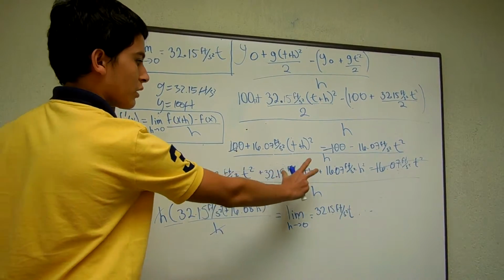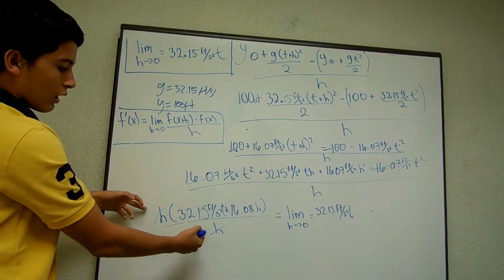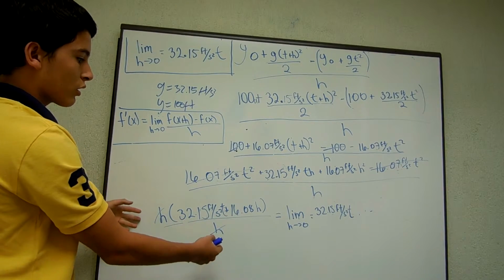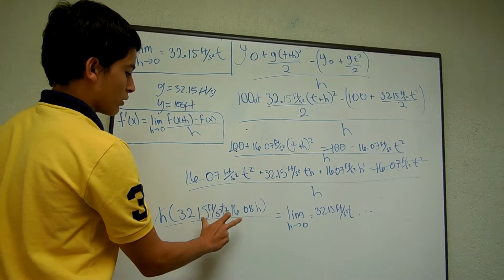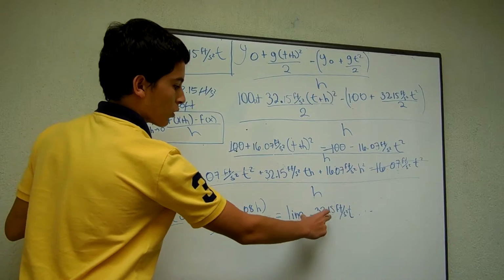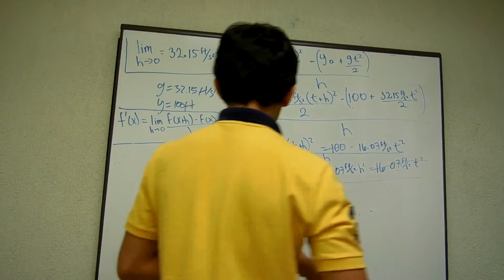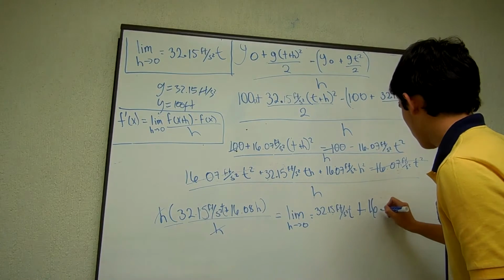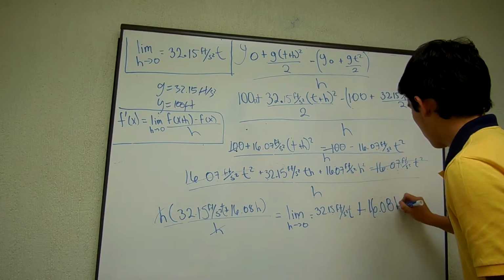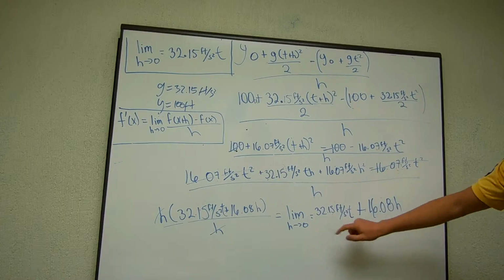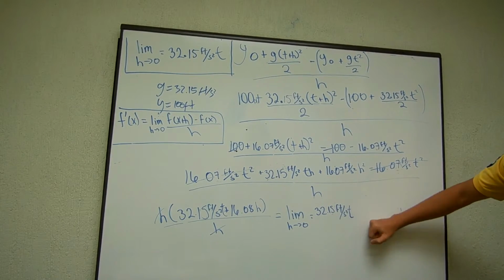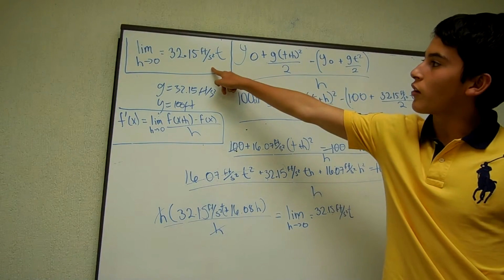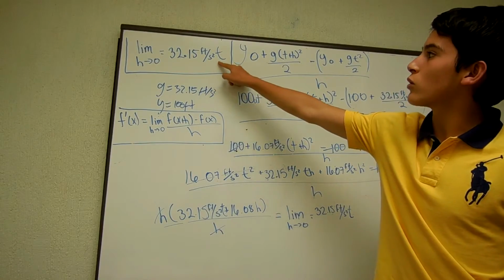Then we factorize these two. We eliminate the h. So this value, we change it over here. Because h is 0, we eliminate this one, and this will be our result. I write it over here: 32.15 feet per second squared times time.